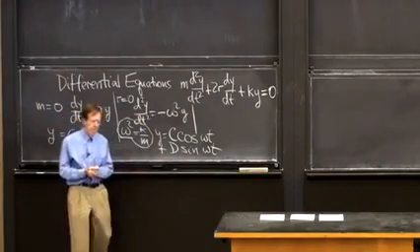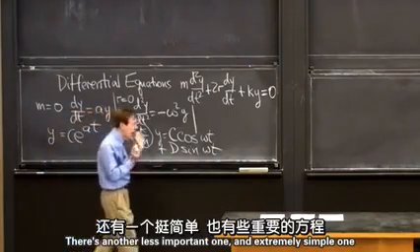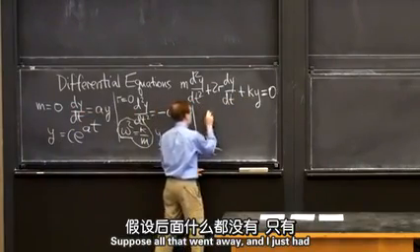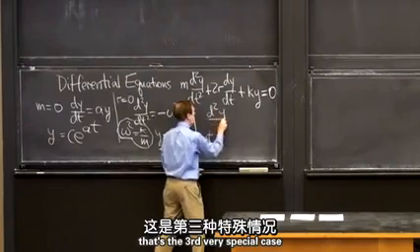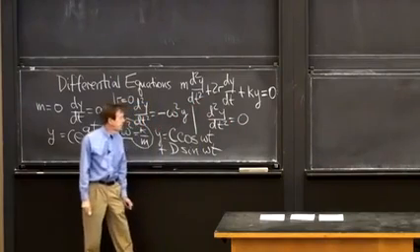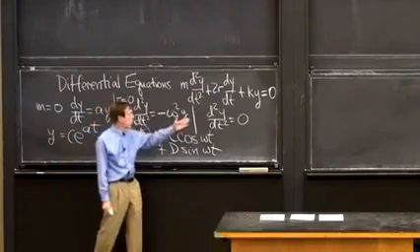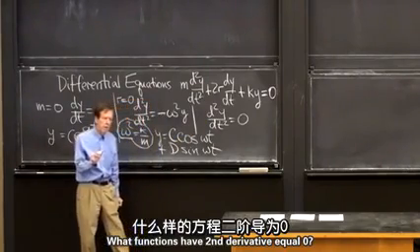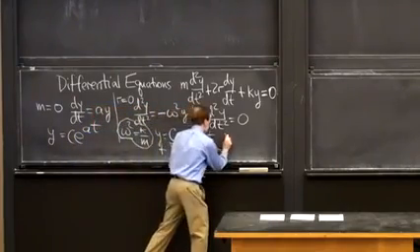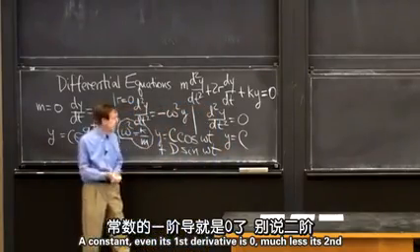So we know that. And these are the two important ones. There's another less important one and an extremely simple one. Suppose all that went away and I just had, as a third very special case, d second y dt squared equals 0. We sure know the solution to that. What functions have second derivative equals 0? Well, a constant function does, certainly. A constant, even its first derivative is 0, much less its second.